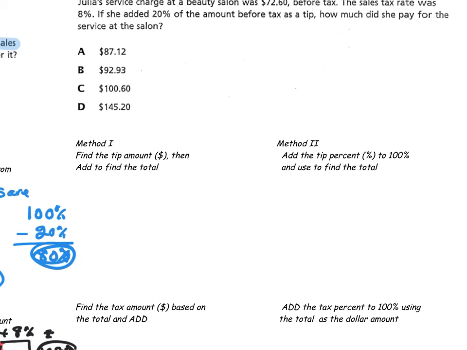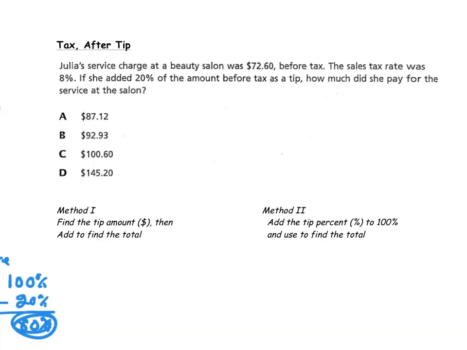So this particular problem is very similar to what we did, only we're going to add instead of subtracting both times. So let's highlight our information. This was the service charge, $72.60 before the tax. The tax rate was 8%, and the 20% was the amount of tip, and they mentioned before tax. So we have to take care of the gratuity or the tip before, and they want to know how much the total amount is that you paid.